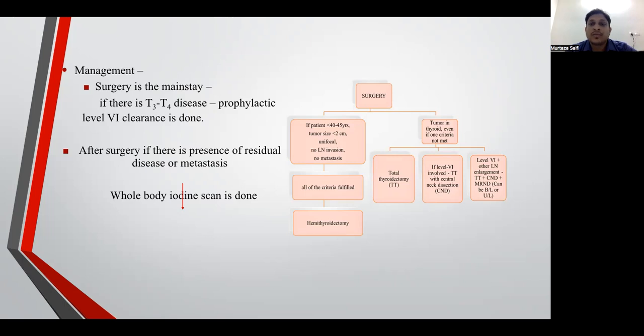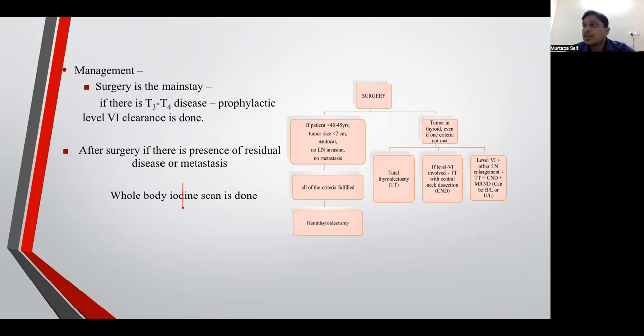Okay, so here is a flow chart. Surgery: if the patient is less than 40 or between 40 to 45 years, tumor size is less than 2 centimeters, it is unifocal, there is no lymph node invasion, and there is no metastasis, all of these criteria should be fulfilled, then hemithyroidectomy should be done.